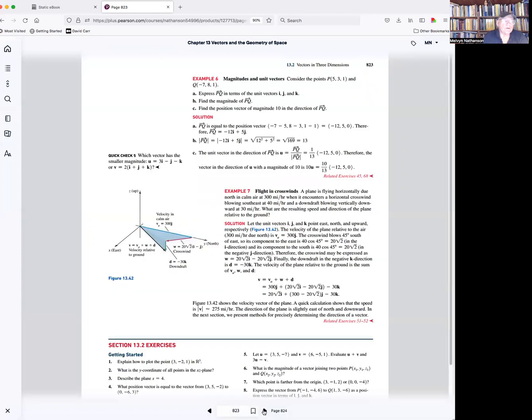And that's all there is to it. There are 1 or 2 examples that we'll go over when we're doing homework problems. But that is vectors in 3-dimensional space. So that's it.